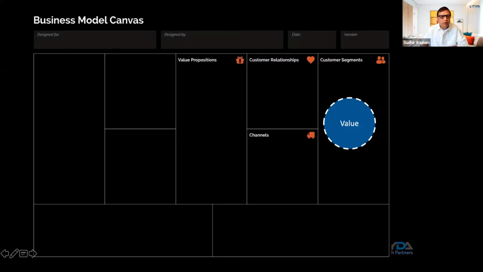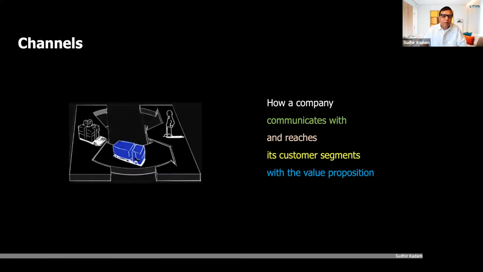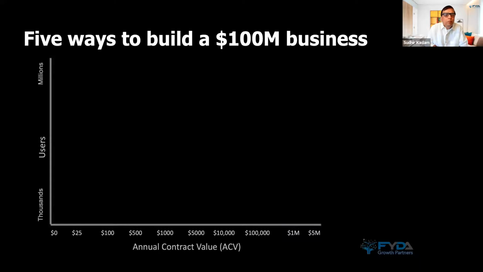But first, let's look at the channels. Channels means how a company communicates and reaches its customer segments with the value proposition. There are various ways to reach your customers. You can reach them by 100% sales, or 100% marketing, or a mix of sales and marketing. I will take an example of how you would build a $100 million business, because we all want to build a very large business, correct?